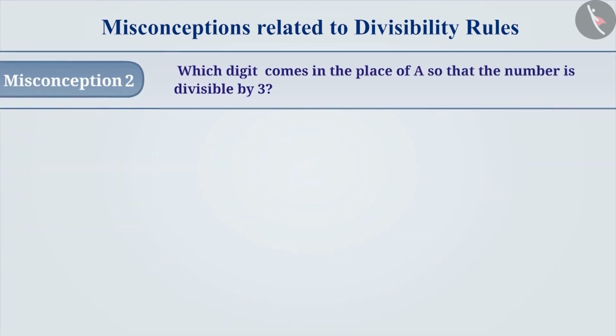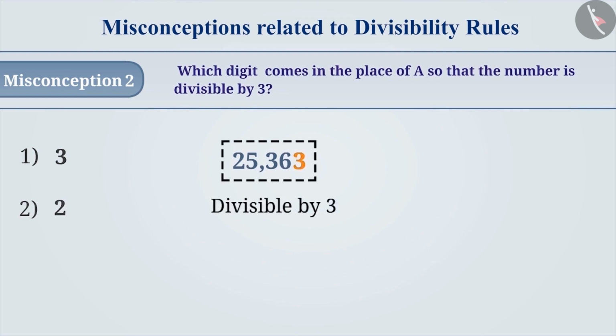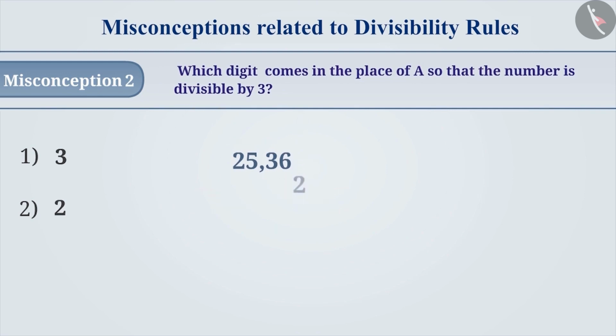Misconception 2. Which digit comes in the place of A so that the number is divisible by 3? If we put 3 in the place of A, then the number becomes 25,363. Sometimes there is a misunderstanding that since the last digit of the number is 3, the number will be divisible by 3. If we put 2 in the place of A, then the number becomes 25,362, which is an even number. Another misunderstanding is that division of an even number by an odd number is not possible. Because of this misunderstanding, option 2 is considered as wrong and option 1 is chosen, which is incorrect.